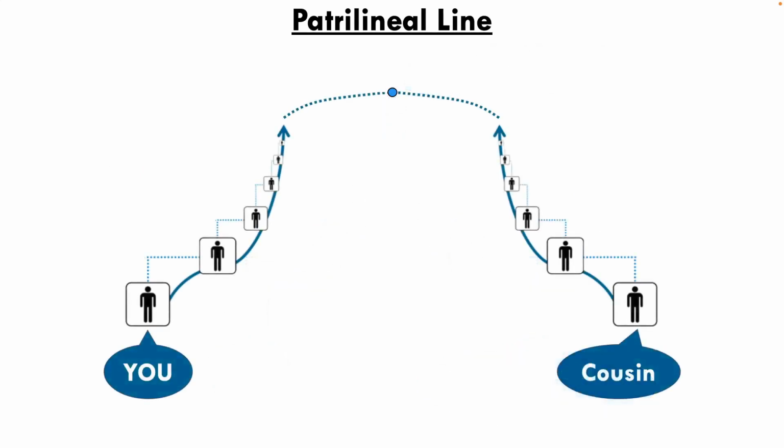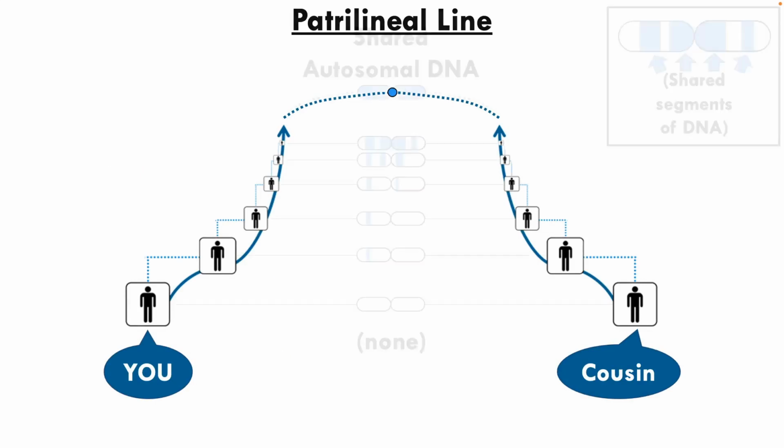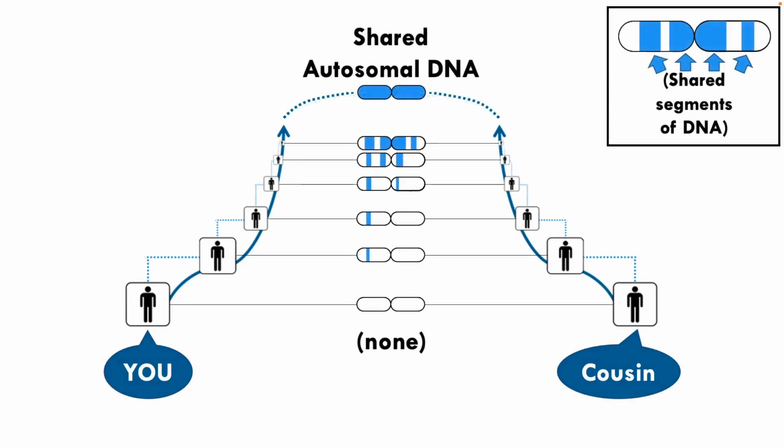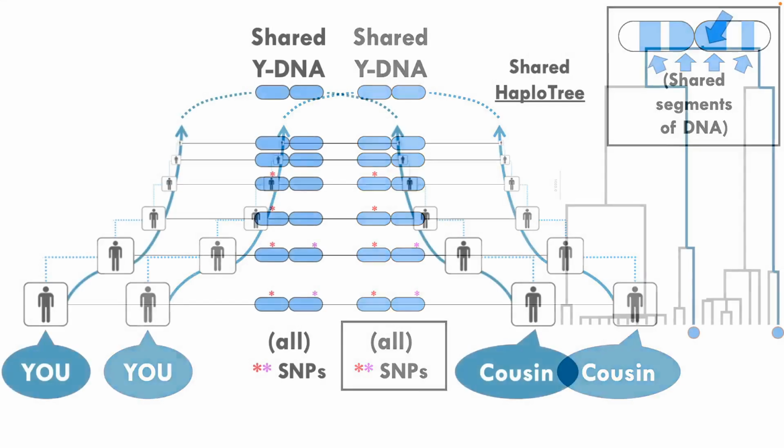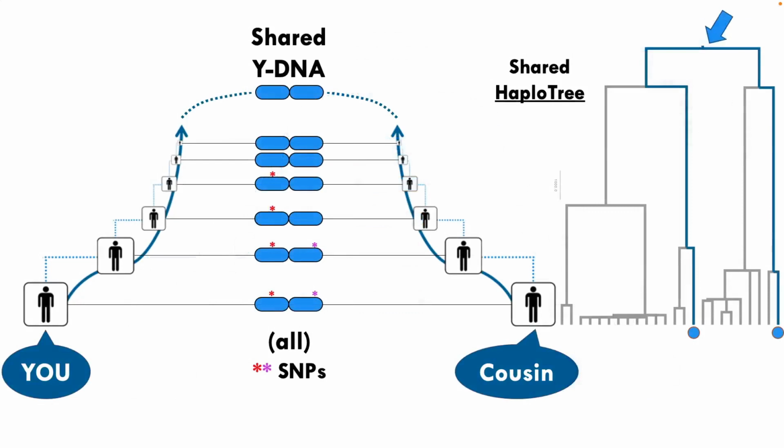I'm going to show you how much autosomal DNA is shared from your most recent common ancestor down to you and your cousin. You can see the shared DNA in blue get shorter and shorter, but Y-DNA is different since it doesn't recombine. The only thing that changes is that new mutations, shown by asterisks, might appear each generation. Those new mutations, if they group together descendants, can be used to construct a haplotree.